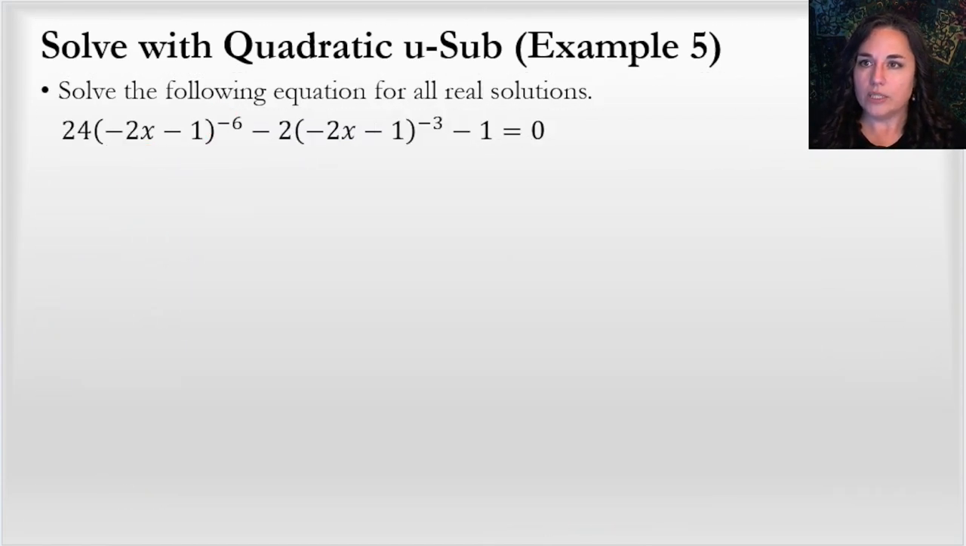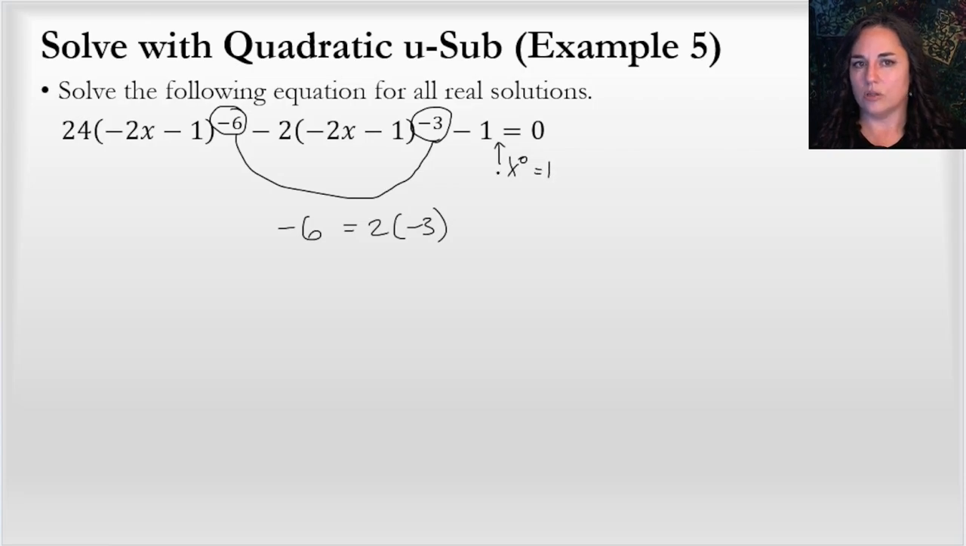The last problem here I wanted to help you set up. I'm not going to solve this for you, but I'm going to help you set it up. It's a little quirky, right? Do you see the quadratic form? Do you see that this exponent is twice this exponent? Negative 6 equals 2 times negative 3. That's how I know I can do a quadratic form. And then I have an x to the 0th down here, right? X to the 0th is 1. So in this situation, I would let u equal negative 2x minus 1 to the negative 3rd power. That's what I would let u equal.